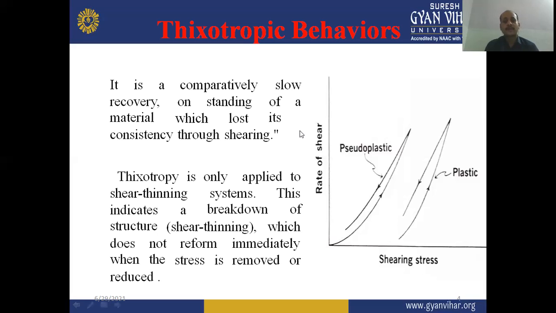Now, thixotropy applies only to shear thinning systems. This indicates a breakdown of structure in shear thinning, which does not reform immediately when the stress is removed or reduced. So this is the characteristic feature of this thixotropic system, the gel-sol-gel, meaning the comparatively slow recovery of the material on standing, which lost its consistency through shearing.